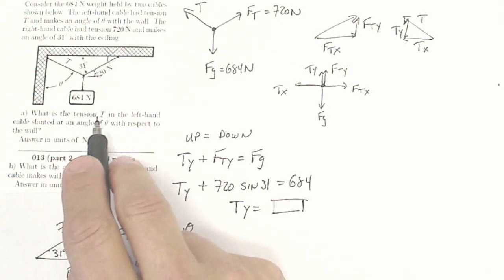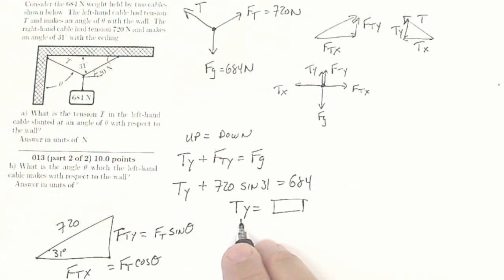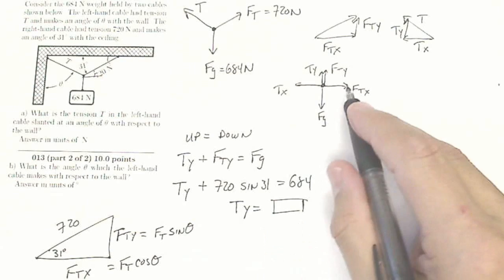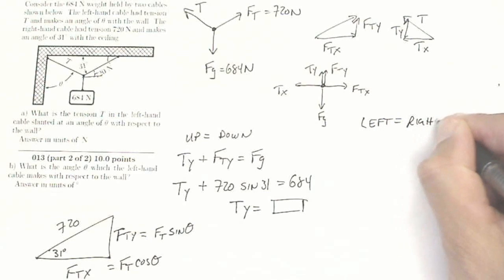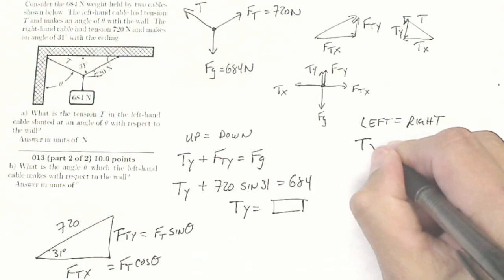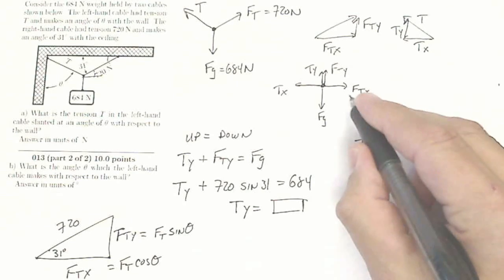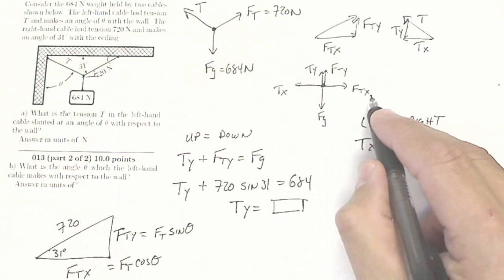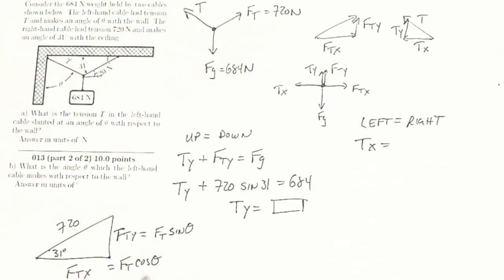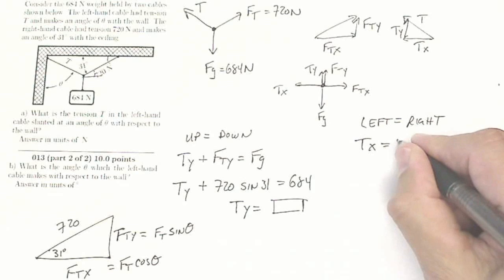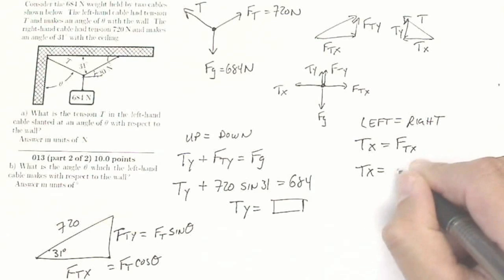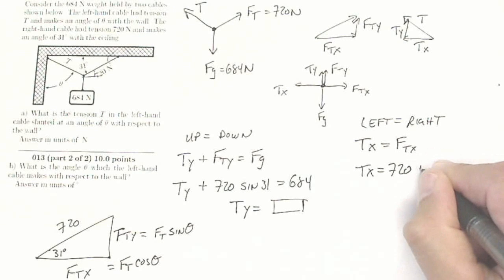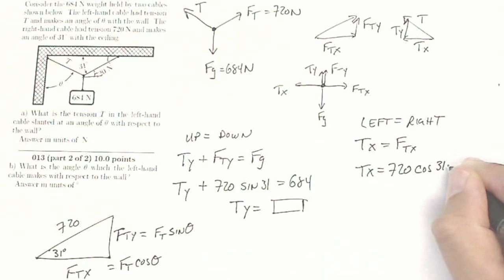Does that help me here yet? What is the tension in the left-hand cable? Not yet. I've got my tension in the Y direction. How do I get my tension in the X direction? Well, I know from this that left equals right. Left is just my Tx. Right is going to be my force of tension, this Ft, in the X direction. So that one I figured out was Ft cosine theta, so that is my Ftx. So my Tx is going to be my force of tension, which is 720 times the cosine of 31 degrees.